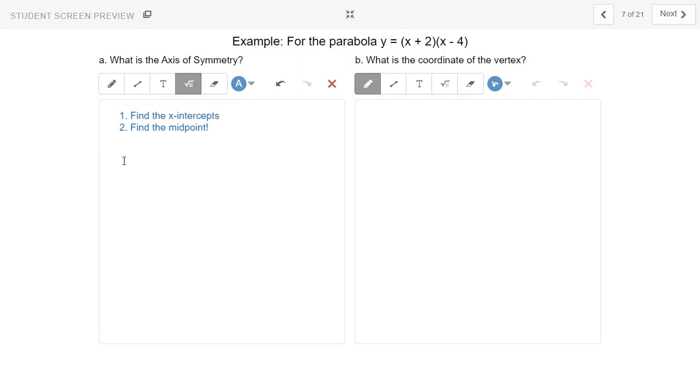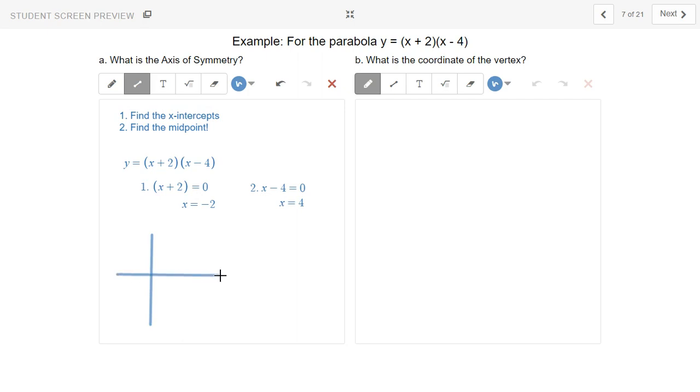So looking at our first equation, y is equal to x plus 2 times x minus 4. I'm going to set each bracket equal to 0. So my first answer, x plus 2 equals 0, x is equal to negative 2. Second option, we have x minus 4 is equal to 0, and so x is equal to positive 4. Right, now that I have these two answers, if I were to plot it out, I would have a point maybe around here and a point around here.